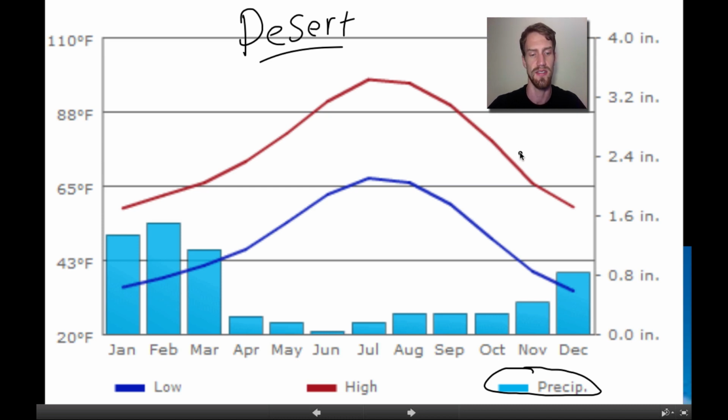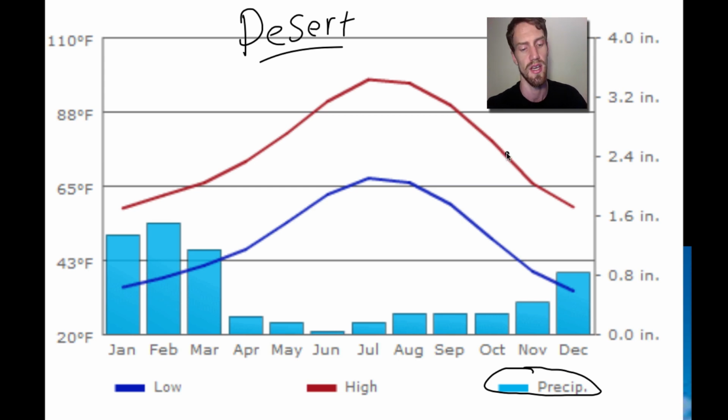There are different types of deserts around the world. Some of them are actually very cold. I'm not going to be talking about cold deserts, but it is interesting to note that you can be at places like the Gobi Desert or different places around the world that are quite cold.